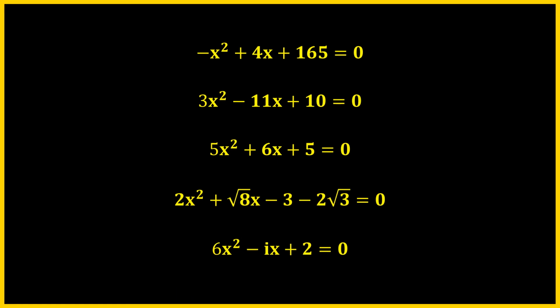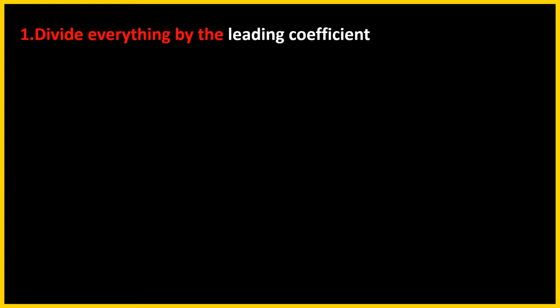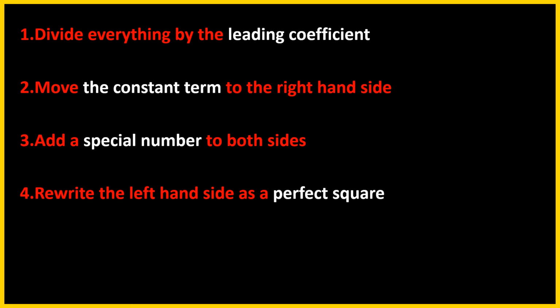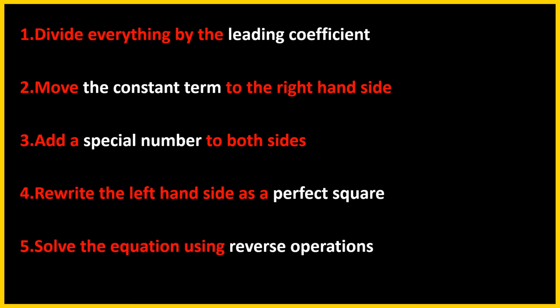Now, first of all, let's take a look at the 5 simple steps that we're going to use to solve a quadratic equation by completing the square. The first step is to divide everything by the leading coefficient. The second step is to move the constant term to the right-hand side. And the third step is to add a special number to both sides. And the fourth one is to rewrite the left-hand side as a perfect square. And the last one is to solve the equation using reverse operations.